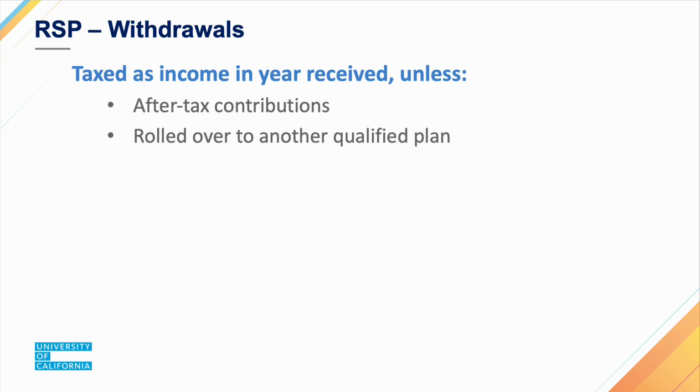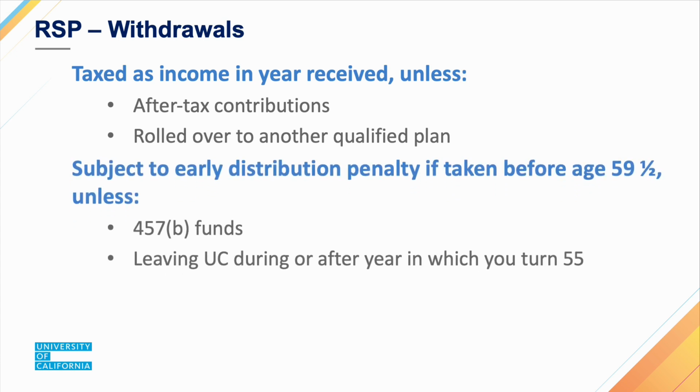However, you can defer taxes by rolling over those funds into another qualifying plan, such as an IRA or an employer plan that will accept those rollovers. Now, if you receive money from your DC plan or 403B before you turn age 59 and a half, you might be subject to an early distribution penalty, which is a 10% federal penalty and a 2.5% California state penalty. Early distributions, however, will not apply to the 457 plan money.